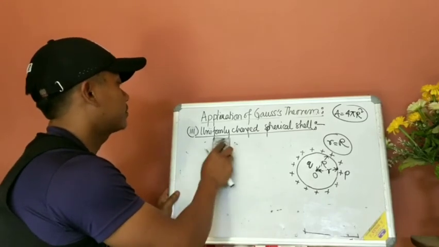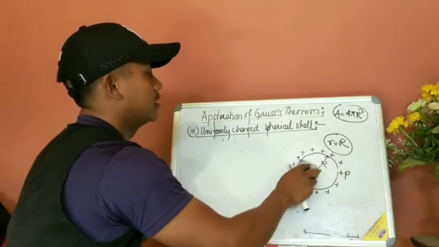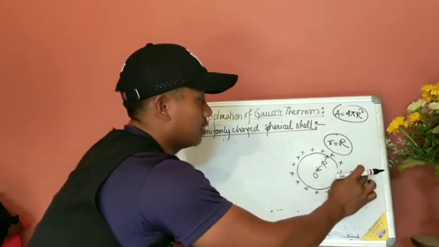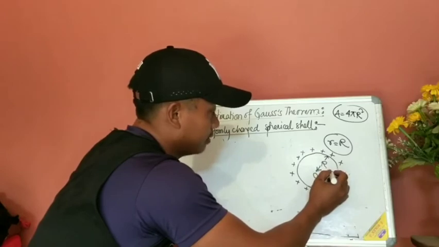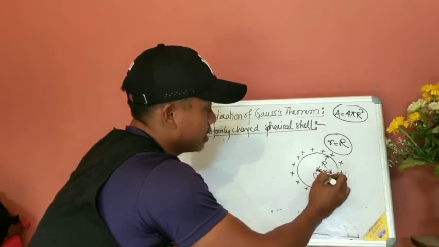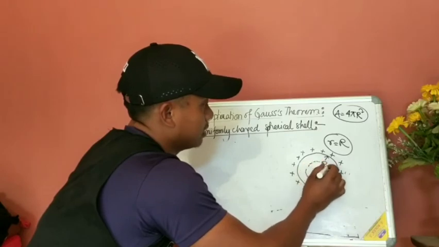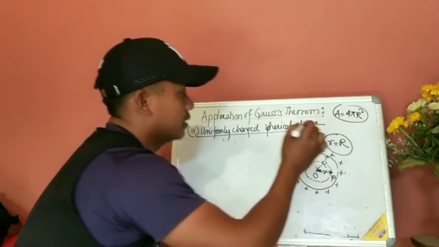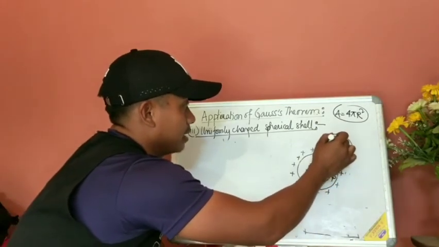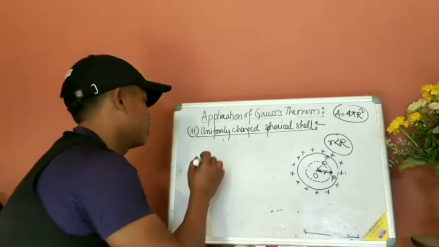Then let us think. Let us imagine again, the point P lies not outside, not on the surface, but inside. The Gaussian surface should be drawn passing through the point where you want to measure the electric field. The point P is there. Under this case, small r should be less than capital R. Then let us apply Gauss theorem now.